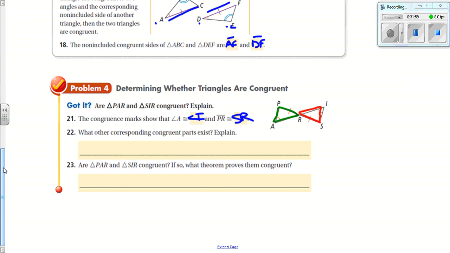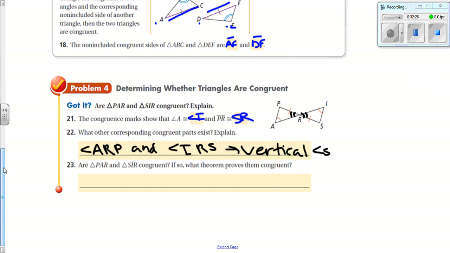We know that these 2 angles right here are congruent. Let me erase my other marks so you can see. These 2 angles right here, angle ARP and angle IRS. Why? They're vertical, okay? So angle ARP and angle IRS are vertical angles, and we know vertical angles are congruent.